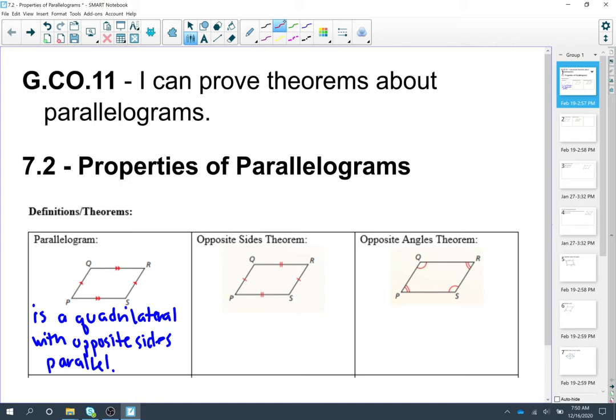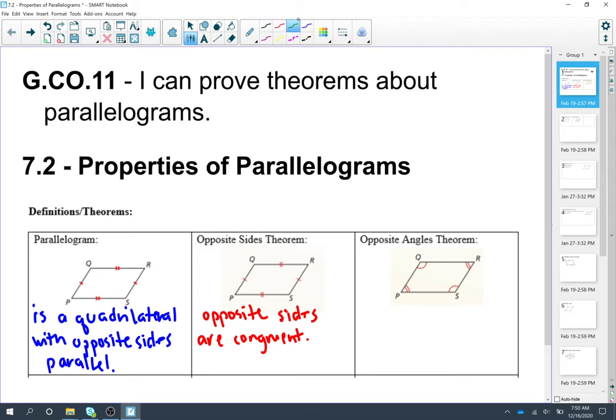The first one is the opposite sides theorem, which says opposite, meaning sides that are across from one another, sides are congruent. So if you look at your picture, these are not arrows, these are little tick marks. So we know QR is the same length as PS, and QP is the same length as RS, kind of like a rectangle, except this is a slanted rectangle.